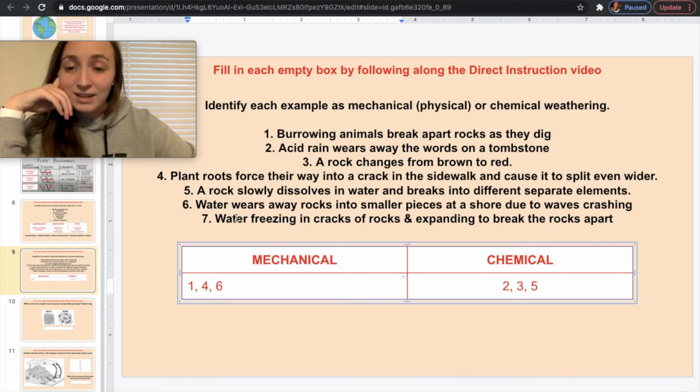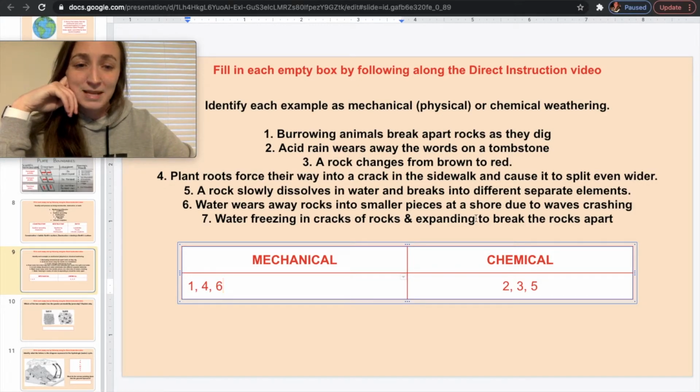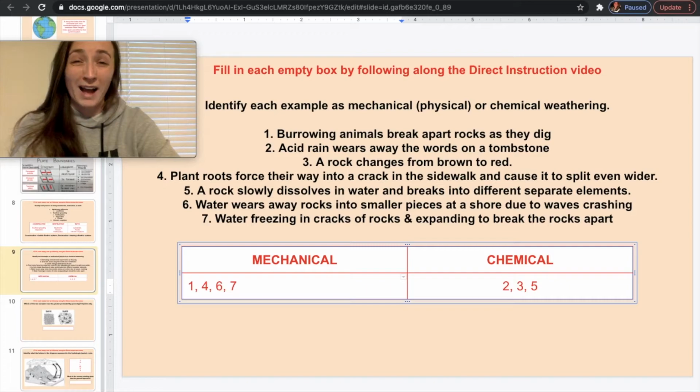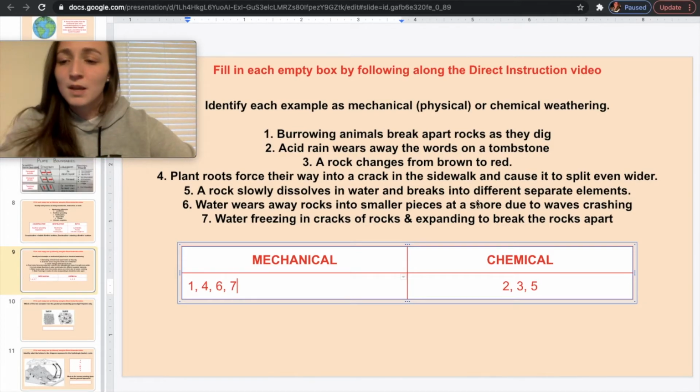Number 7, last one, says water freezing in cracks of rocks and expanding to break the rocks apart. Same thing as number 6. That one is going to be mechanical because, again, that's that ice wedging. And again, the rocks aren't changing. What makes up the rock isn't changing. It's just breaking down into smaller pieces.